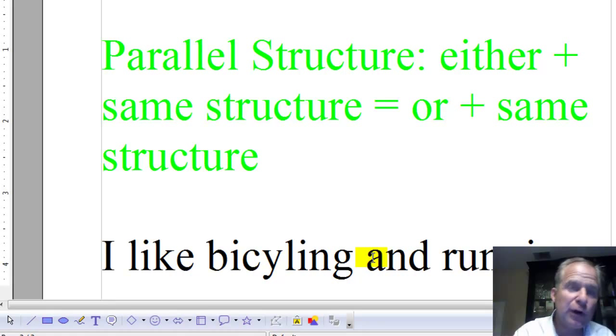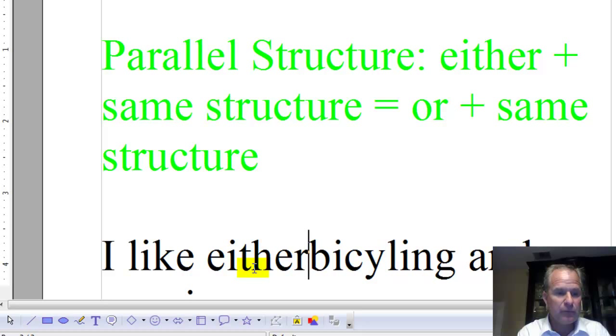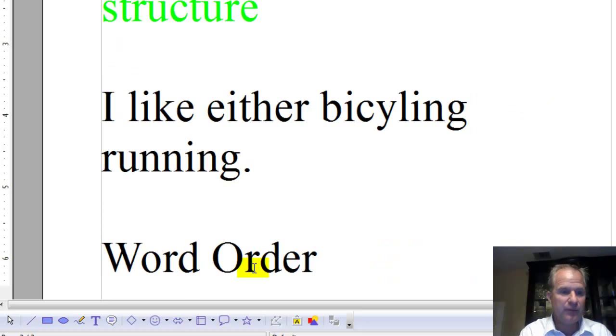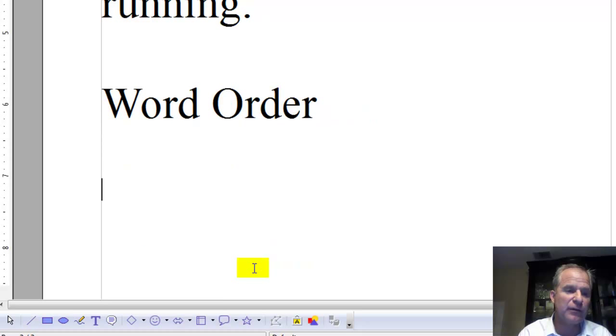You should really look for this error on the written expression part of the test. I'm telling you, very, very important. Now, if I say this, I like either bicycling, I can't say and. I have to say or. I like either bicycling or running. So either is parallel to or, and bicycling is parallel to running.